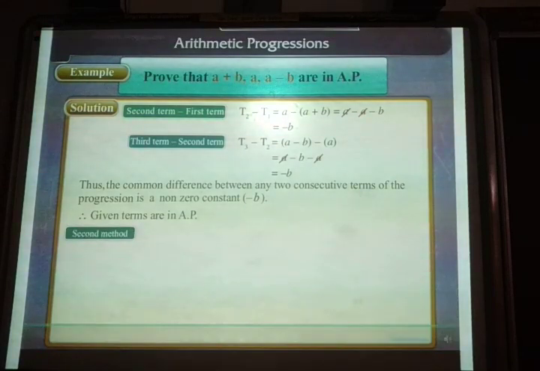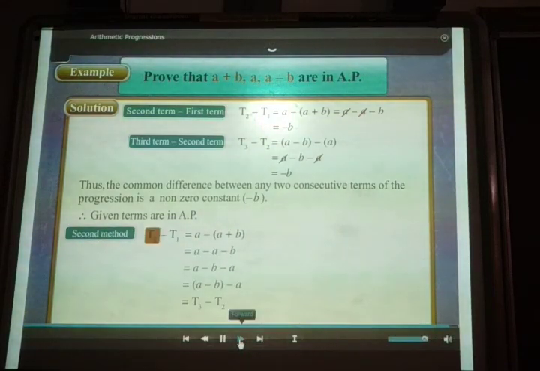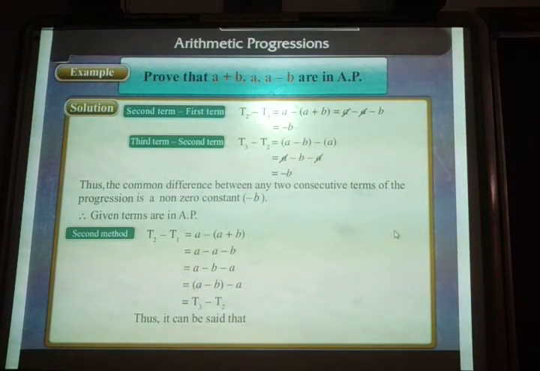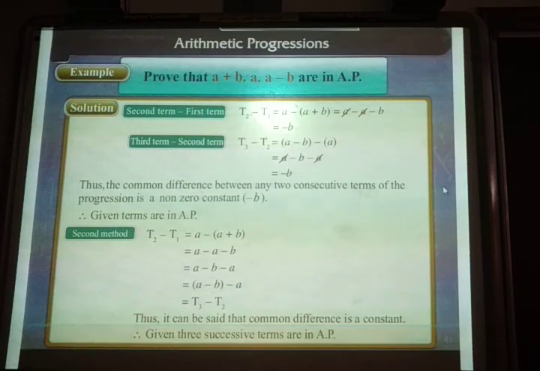The second method is as follows. Thus, it can be said that the common difference is constant, therefore the given three successive terms are in AP.